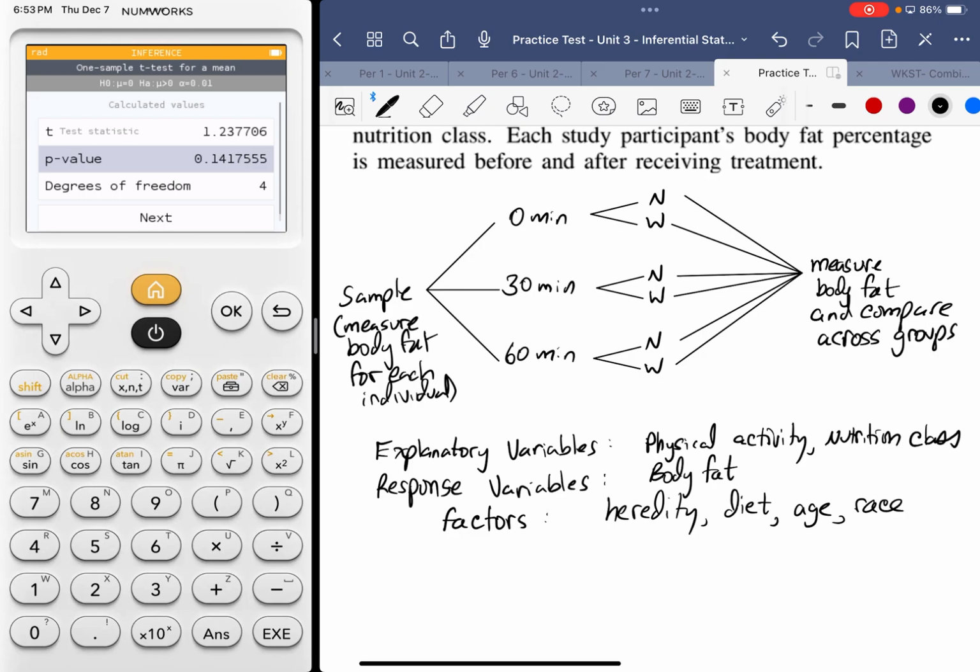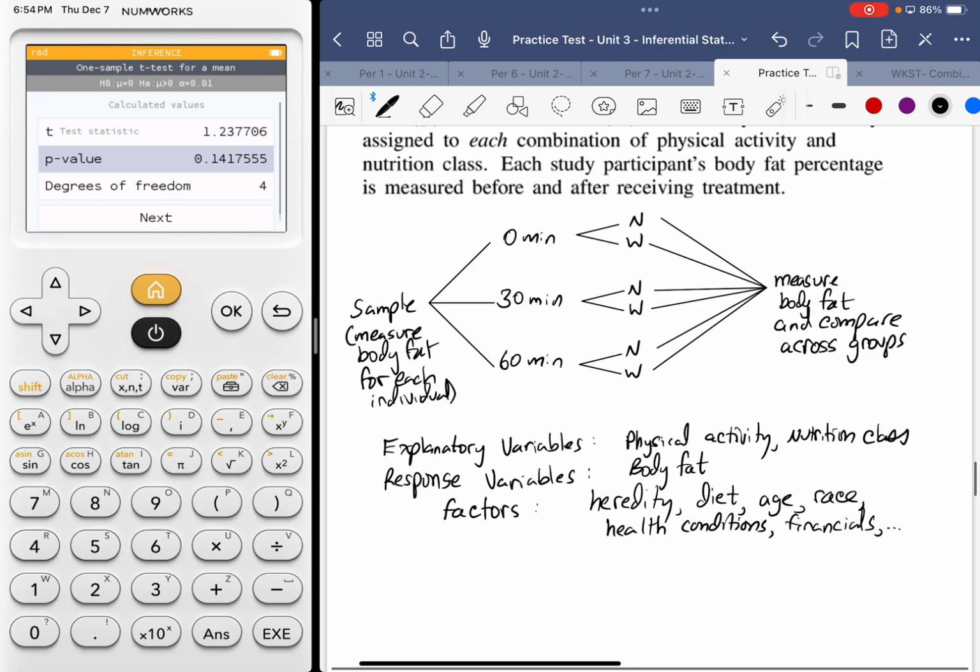Because remember, we're not actually conducting this study. We're just kind of going through the motions a little bit. But these are the things that researchers would have to take into account, among other things, like things that I'm not even considering, like health conditions, financial situation, whatever you can think of. Right.